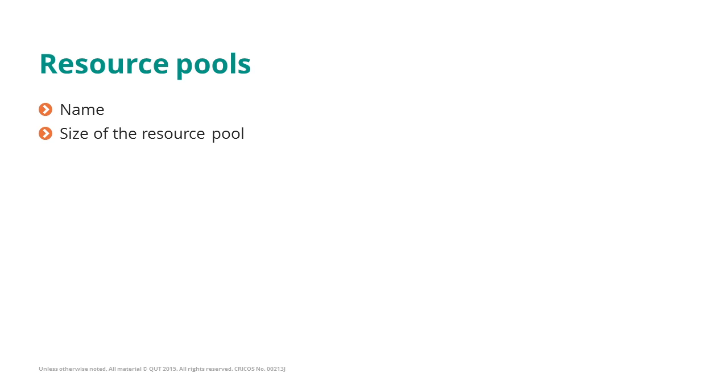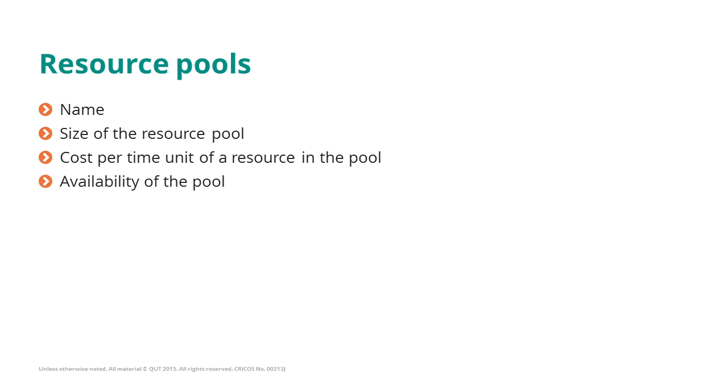A resource pool in the context of simulation is specified by means of its name, the size of the resource pool, meaning the number of instances of that resource type, and the cost per time unit, say per hour or per day or per month, of a given resource of that pool. And finally, the availability of the pool, meaning during what calendar are the resources in that pool available.